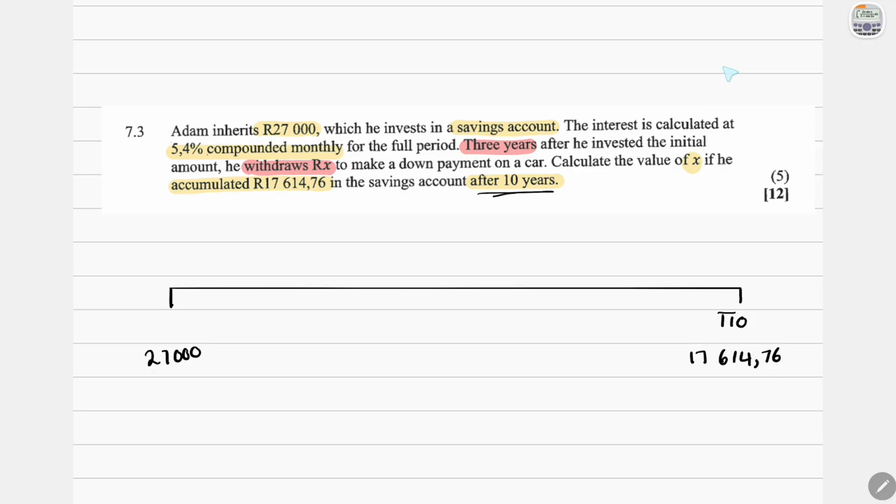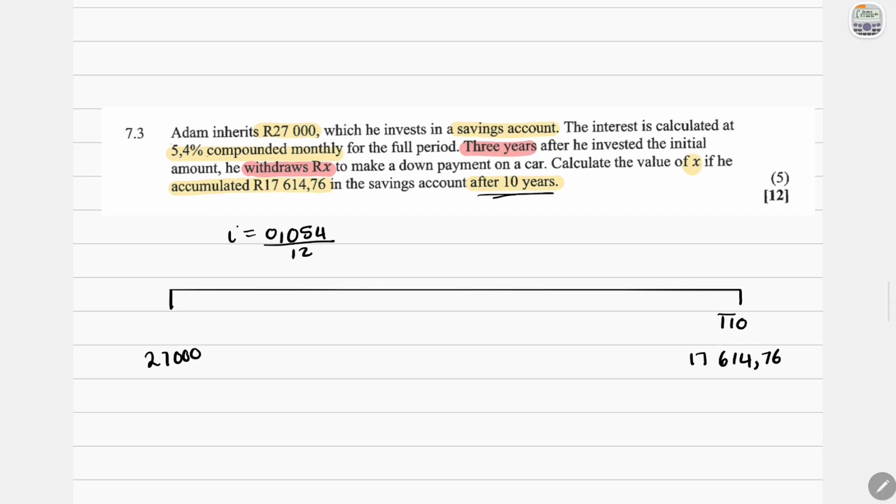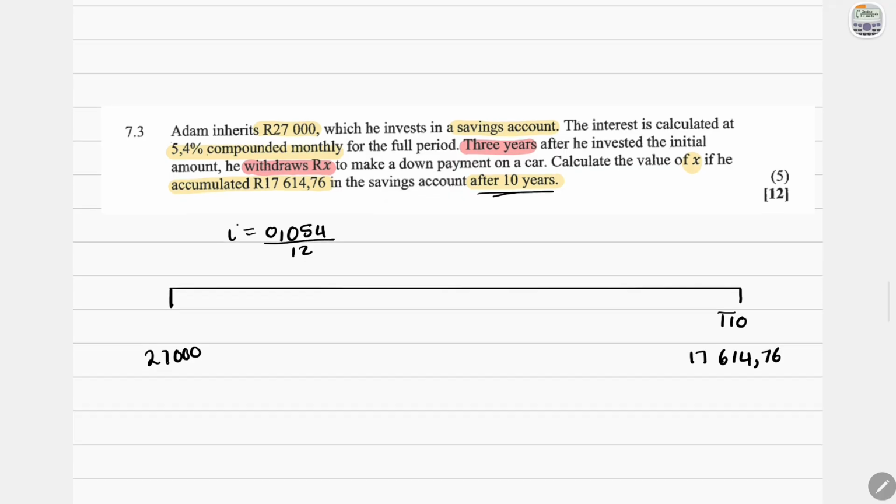17,614.76 cents. We also know the interest is 0.054 compounded monthly, so over 12. And we are told that after 3 years, okay, so from this, you can see that this is not a future value question because one amount is invested and then, of course, he makes a withdrawal. This is a timeline question.